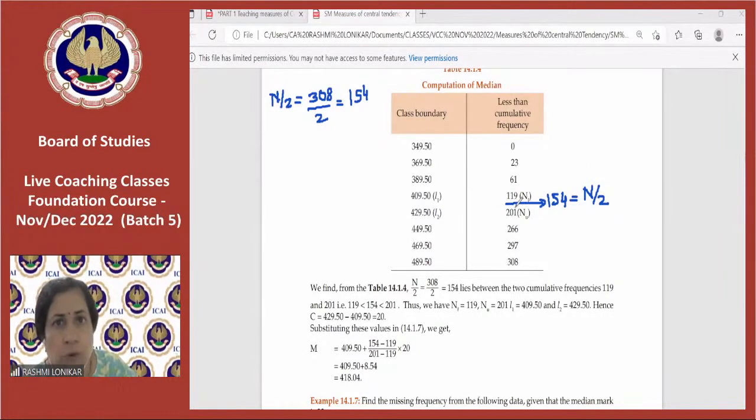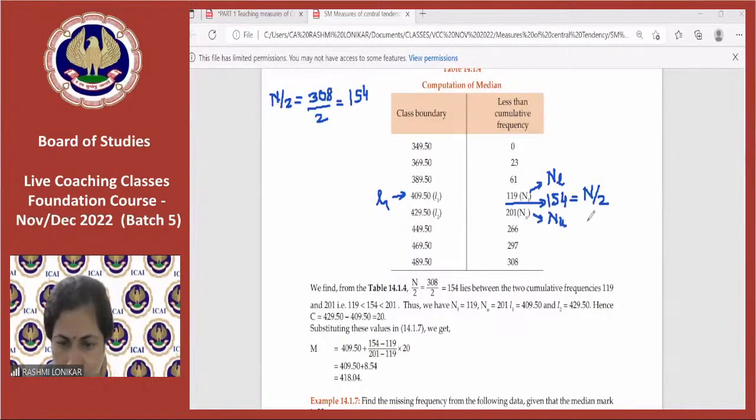Now what is the corresponding lower class boundary? This is the corresponding lower class boundary. This is L1. Then what is the pre-median class cumulative frequency? This is equal to NL. What is the cumulative frequency of the post-median class? This is equal to NU. What is the class interval C? C is how much? 20. Okay, you can say 369.5 minus 349.5, also you're getting 20.